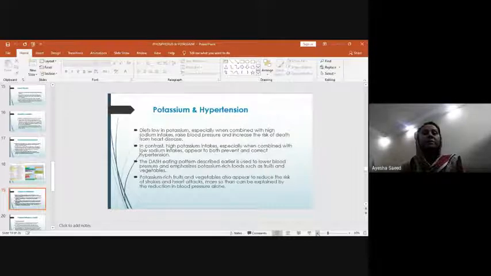Potassium rich fruits and vegetables also appear to reduce the risk of strokes and heart attacks, more so than can be explained by reduction in blood pressure alone. So, the DASH eating pattern, dietary approaches to stop hypertension, that we have discussed in the topic of sodium, is also rich in potassium.